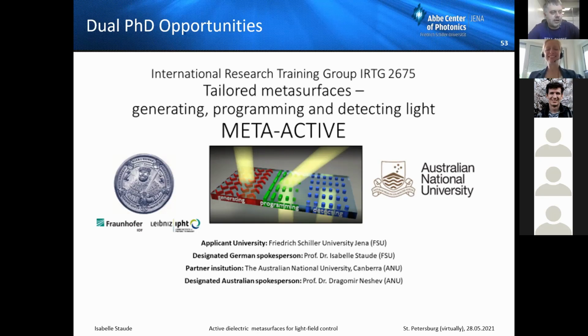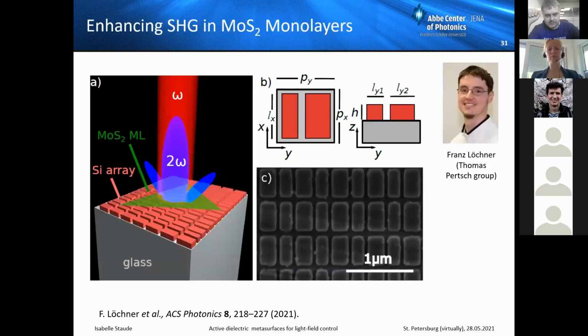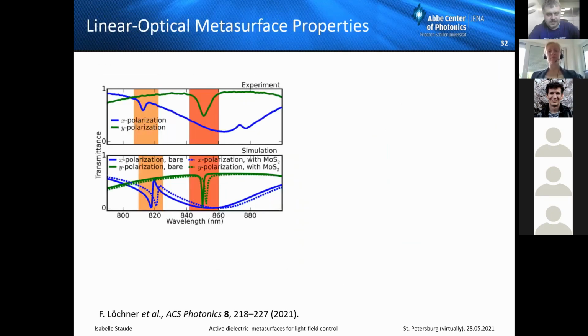As I don't see any questions from the audience yet, I would like to ask you regarding the part on second harmonic generation from the TMD based, so integrated metasurfaces with TMDs.